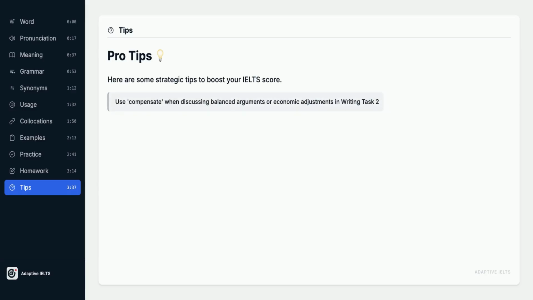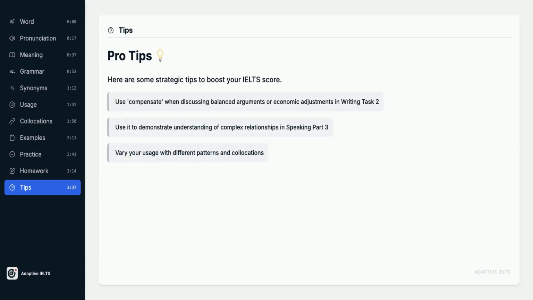Here are some strategic tips to boost your IELTS score. In writing task 2, use compensate when discussing balanced arguments or economic adjustments. In speaking part 3, use it to demonstrate understanding of complex relationships. Remember to vary your usage with different patterns and collocations.